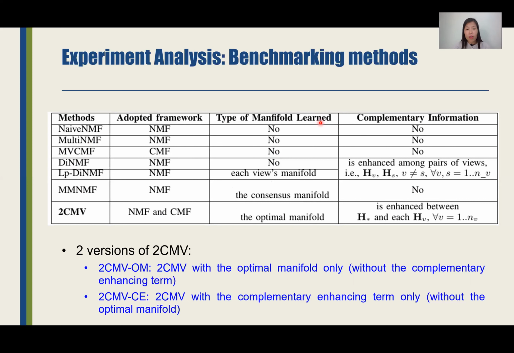Regarding the type of manifold learned, LPDMF learns each view manifold. MMNMF learns the consensus manifold, while 2CMV learns the optimal manifold. Regarding the complementary information, DNMF and LPDNMF enhance the complementary by imposing the constraint on pairs of views. 2CMV enhances the complementary on the two components. We also make use of two versions of 2CMV: 2CMV-OM, which is 2CMV with the optimal manifold only, and 2CMV-CE, which is 2CMV with the complementary enhancing term only.